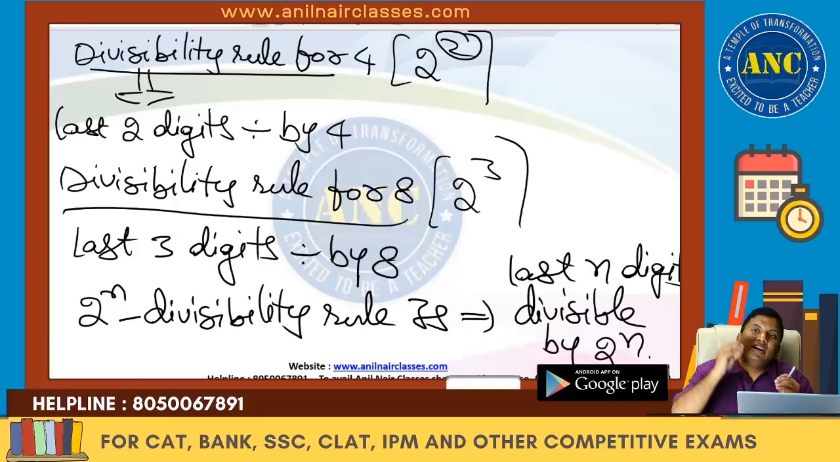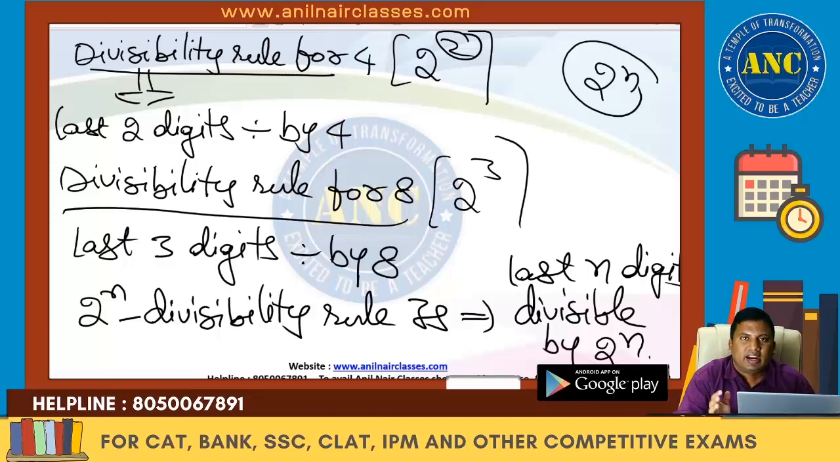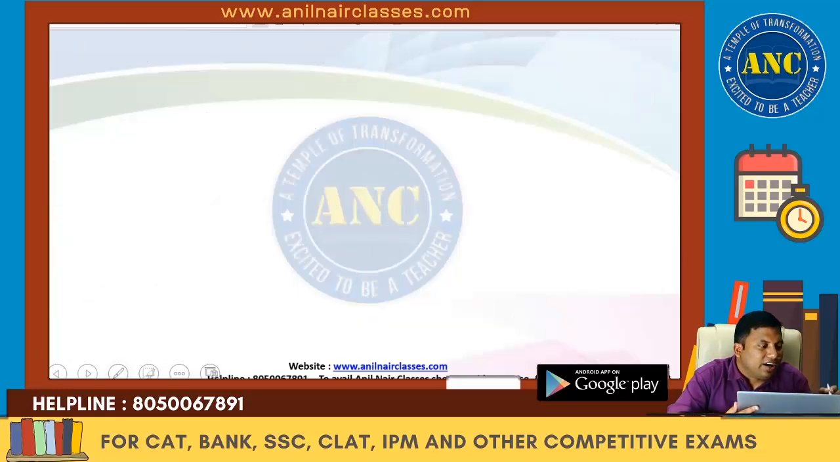2 power 1 means 1 is unit digit. 4 is 2 square. Square means last 2 digits. If it is 8, 2 power 3, 3 means last 3 digits. 2 power 4, it is last 4 digits. That is how you can deduce the divisibility rule for 2 power n. I hope the concept is clear. Now, let me discuss the divisibility rule for 5 power n.